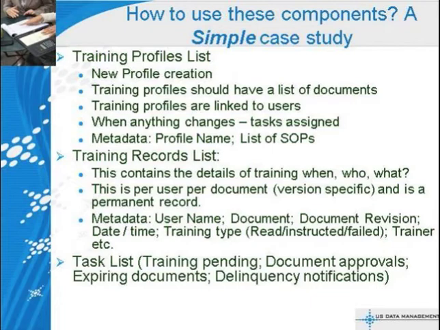Then, of course, you have training records, which contain who got trained, when, where, in what kind of way. Was it read or instructed or failed, and so on and so forth. So this is extremely critical to have per user, per document, version specific, and it's a permanent record that nobody can change. Of course, we talked about tasks being triggered on and off throughout the process, and that's managed in a task list.